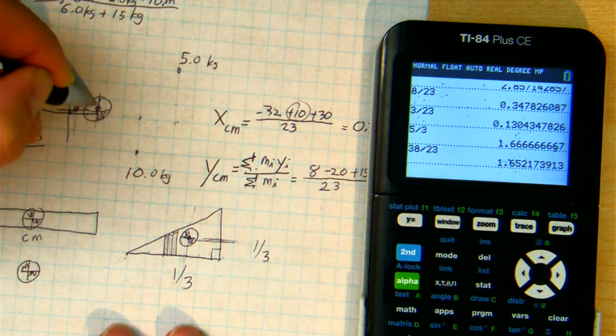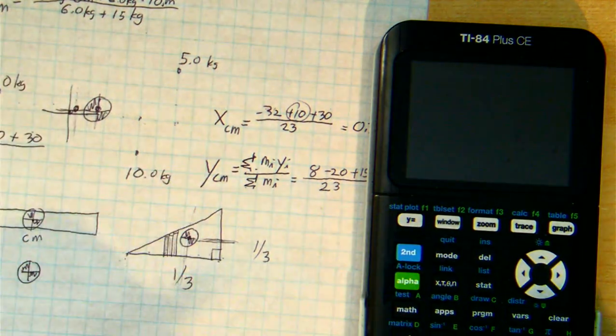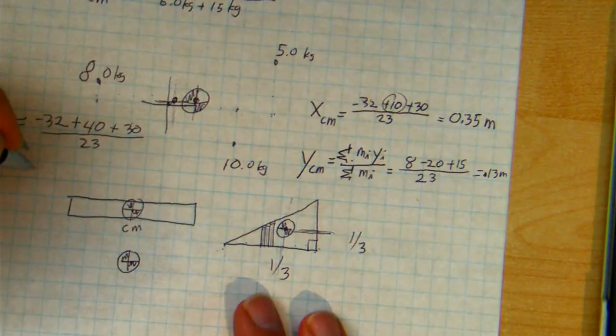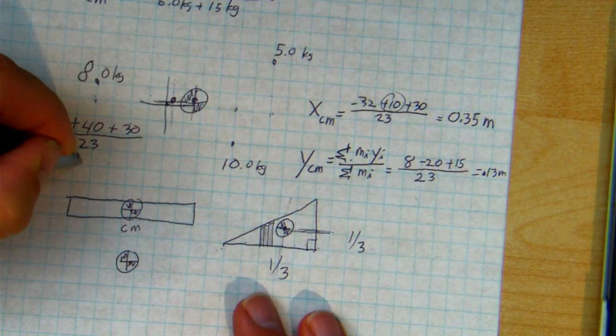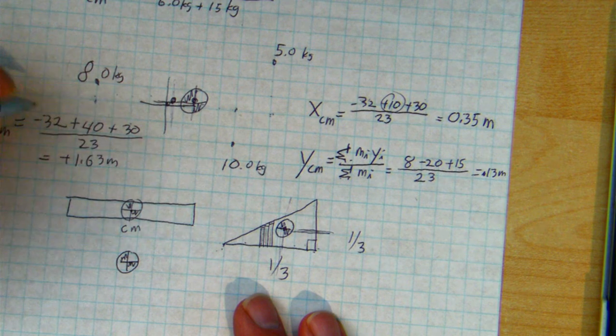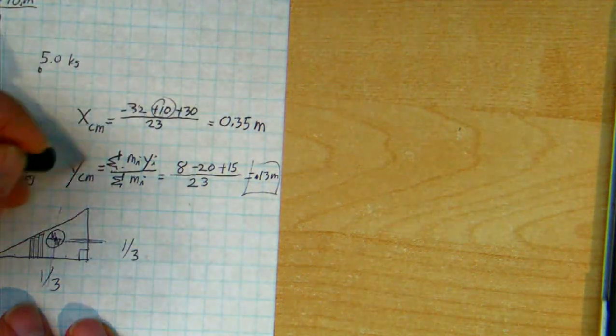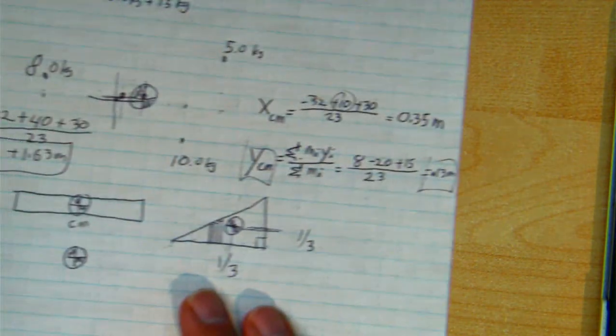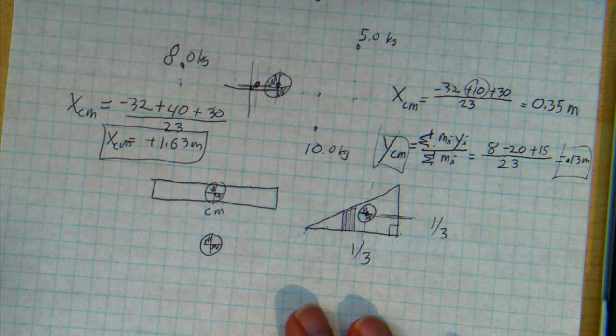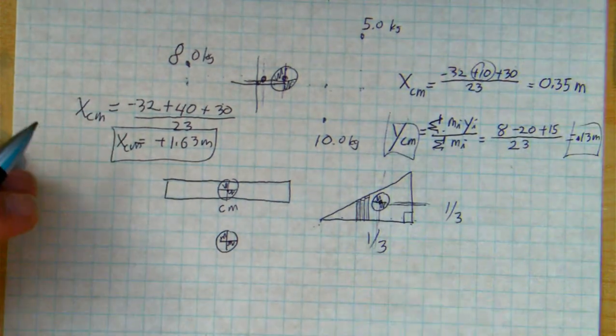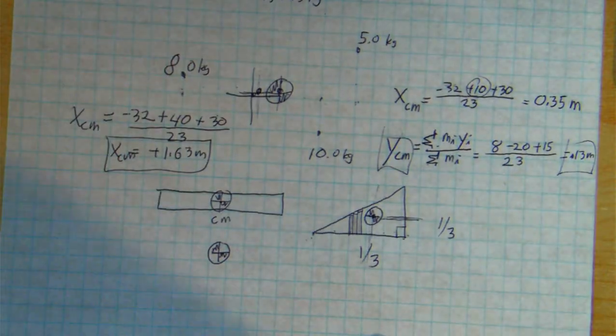I hope I did the y component correctly. If I didn't, I'm sure the students will point it out to me. So positive 1.63 meters is the x component of the center of mass, and 0.13 meters is the y component of the center of mass. And oh well, there's one of many mistakes I make as I go through life every day.